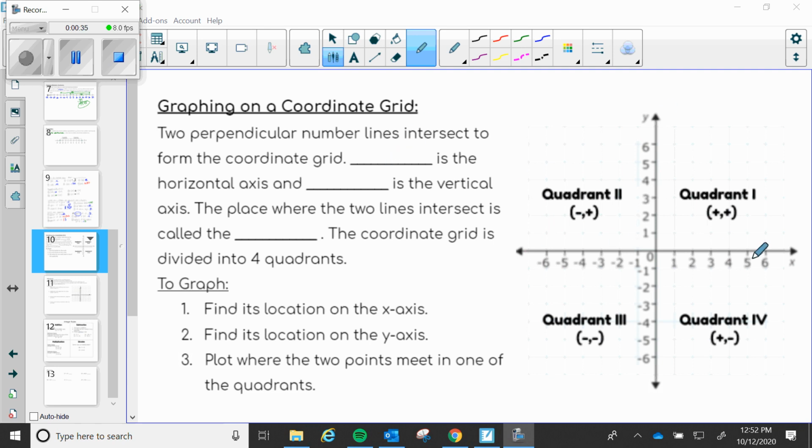So x is our horizontal axis and y is the vertical axis. The place where the two lines intersect right here is called the origin.